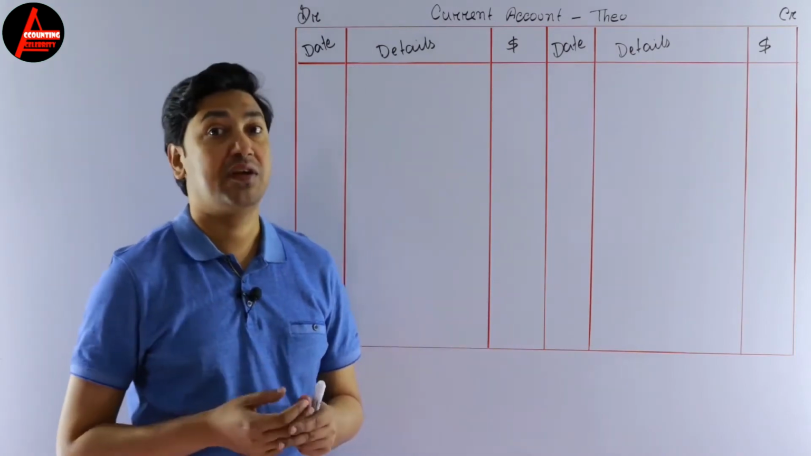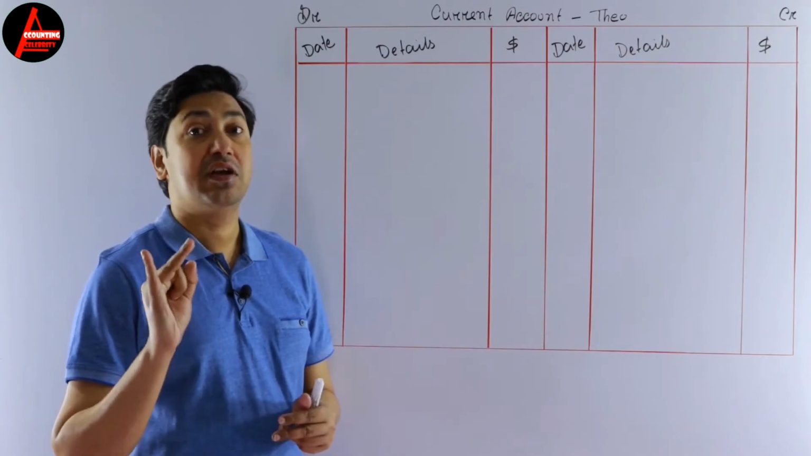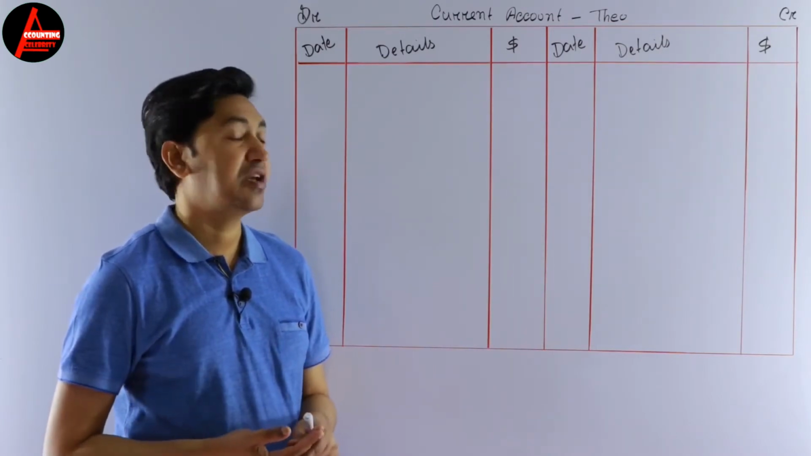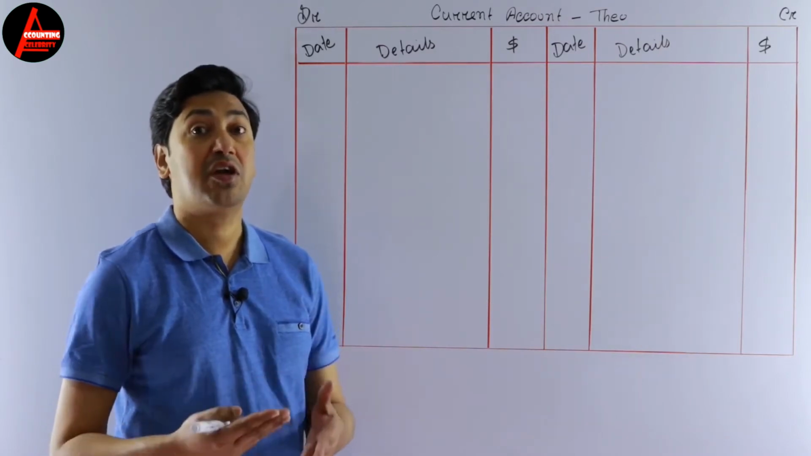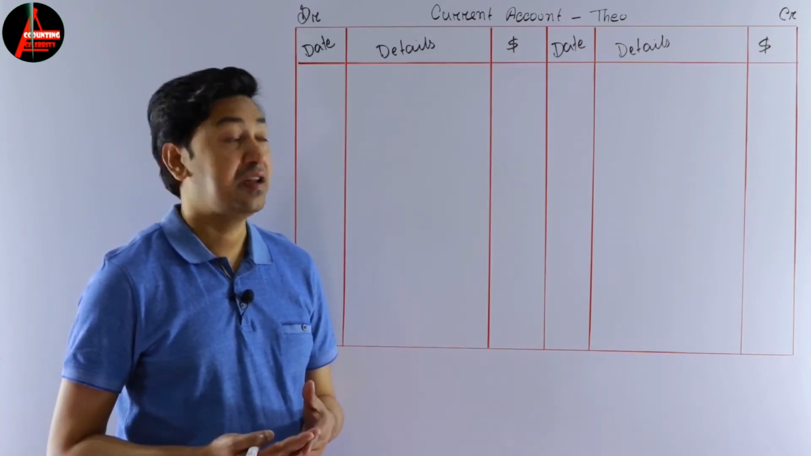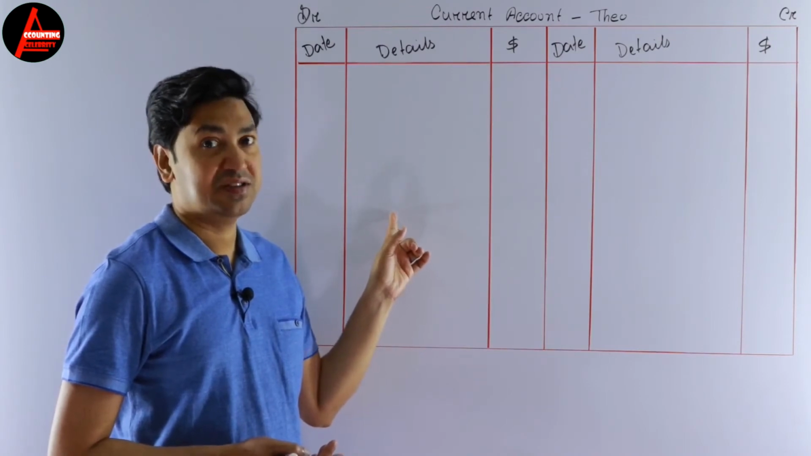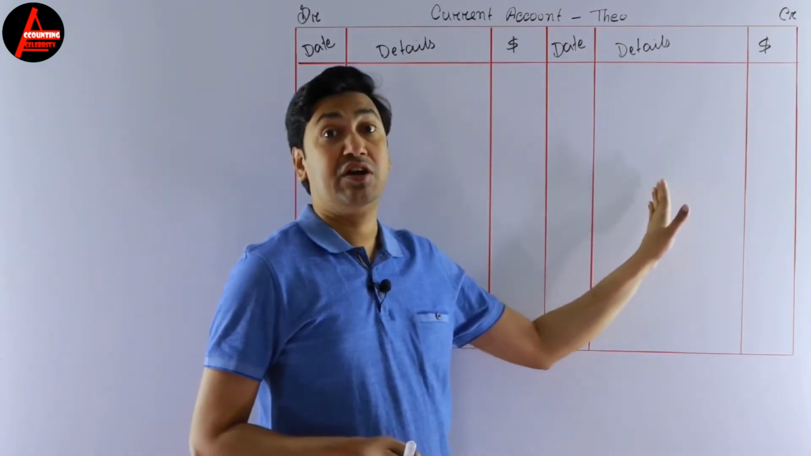Don't forget, on the debit side only two items will be included, sometimes three. Which two items? First of all, the drawings. Second, the interest on drawings. Sometimes in the question, in the profit and loss appropriation account, you may have a share of loss. If there is a share of loss, in this case you have to record the share of loss on the debit side.